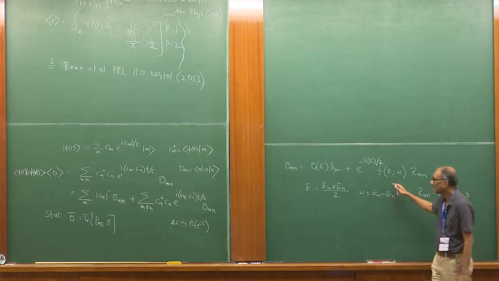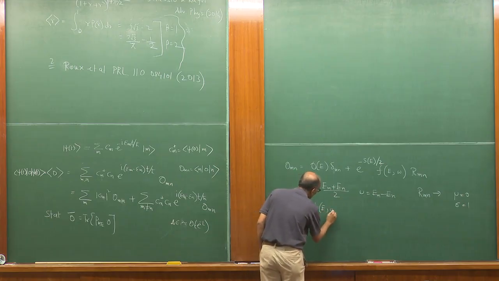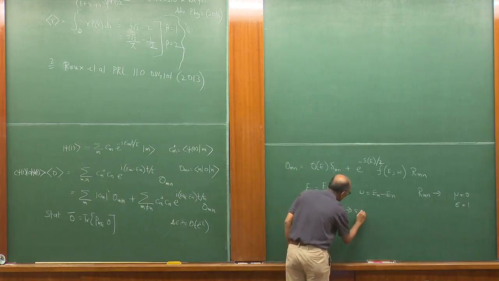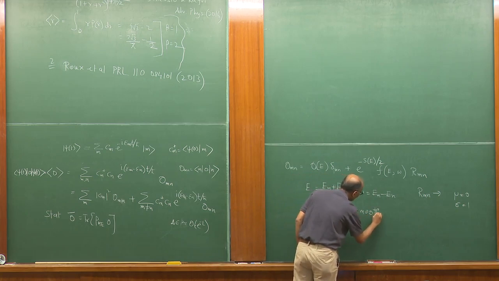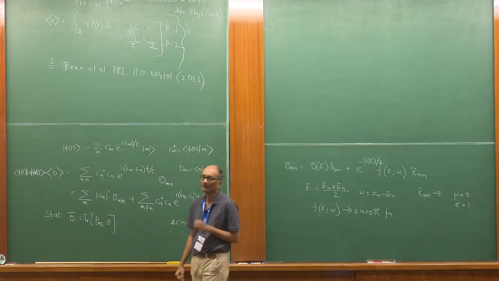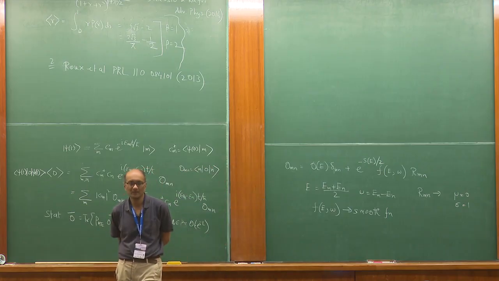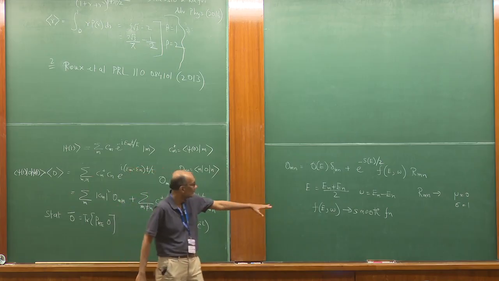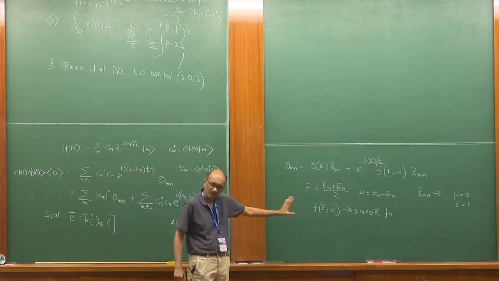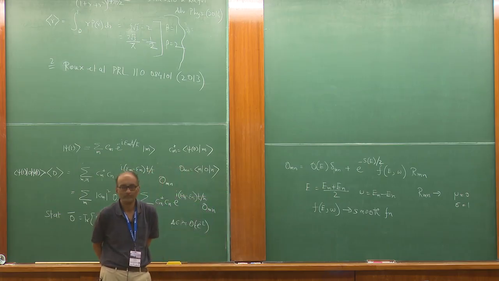Okay. And this F of E and omega, which we are going to study in detail, is a smooth function of both of its arguments. It's a slowly varying smooth function of both of its arguments. And we are going to see how this varies at different energy scales.